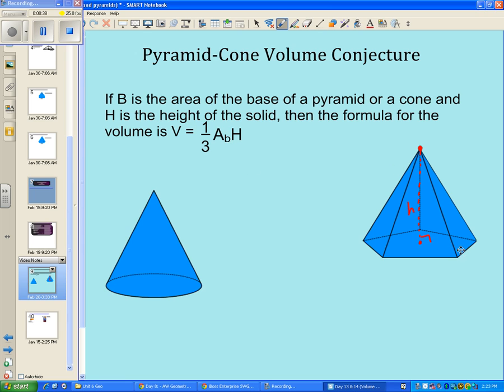And sometimes we'll have to use the Pythagorean theorem, depending on whether they give us the slant height and the radius, or the apothem and all kinds of different things. So it might be kind of tricky for that one.